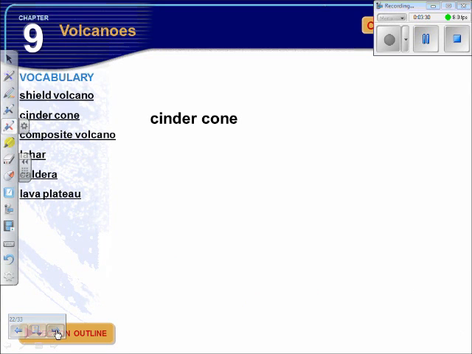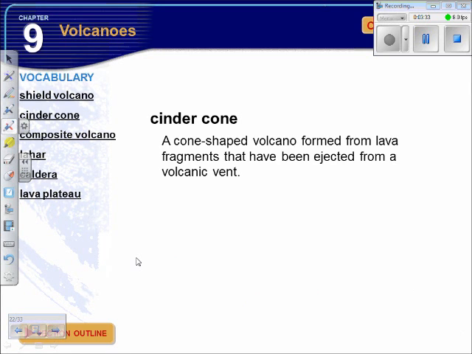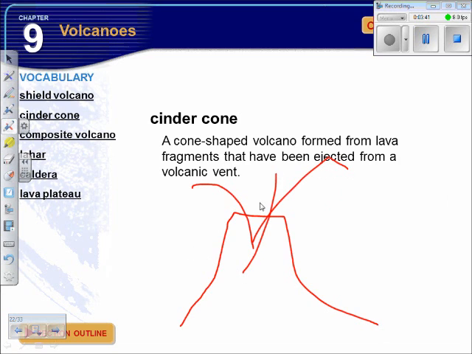A cinder cone, again, is the cone-shaped volcano formed from lava fragments that have been ejected from a volcanic vent, and they're typified by this shape with the material spewing out the top. When we look at the Dante's Peak video, that's more of a composite volcano. A cinder cone tends to exist by itself. Like I said in the example of the volcano that came up overnight in Mexico, they tend to be smaller and tend to stand alone.